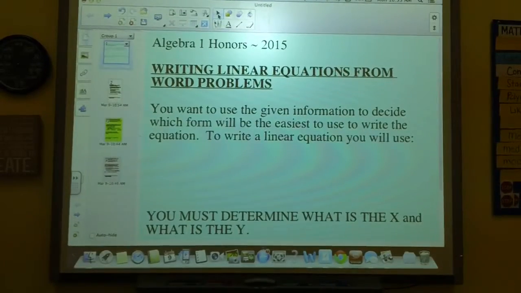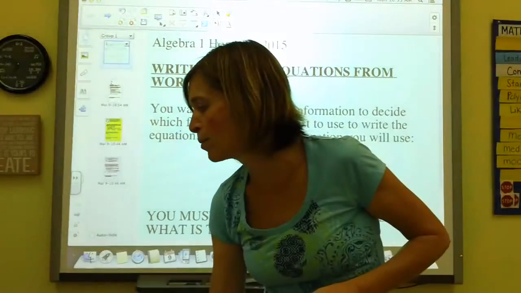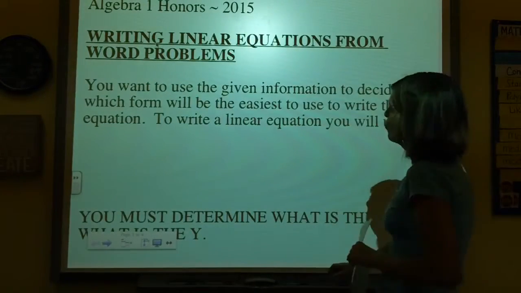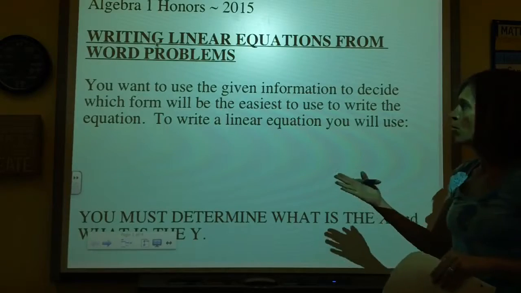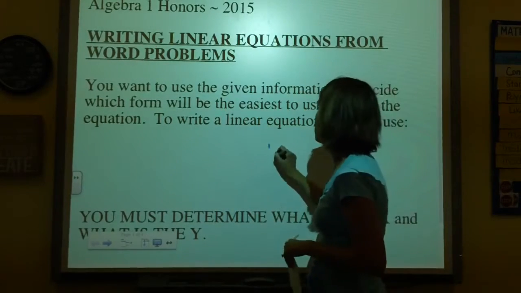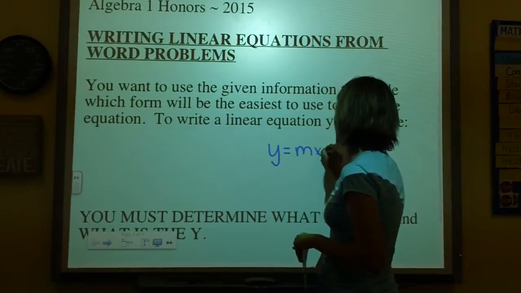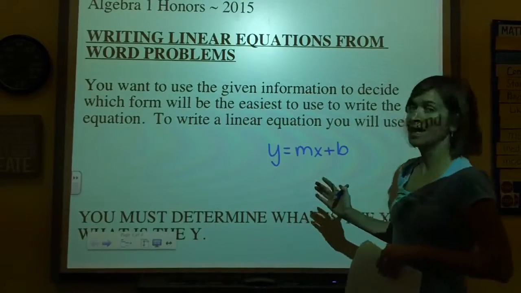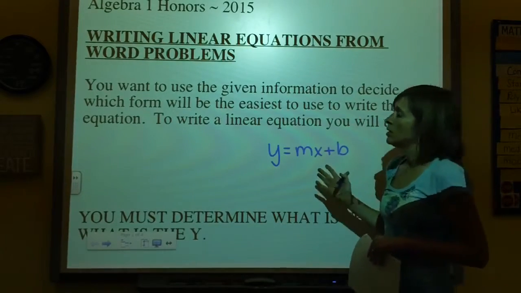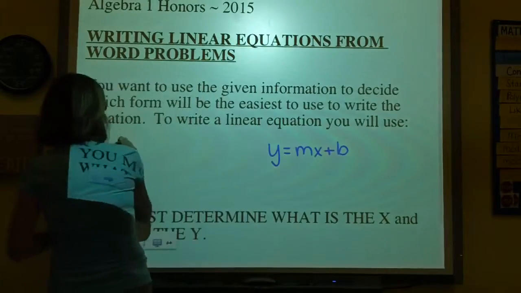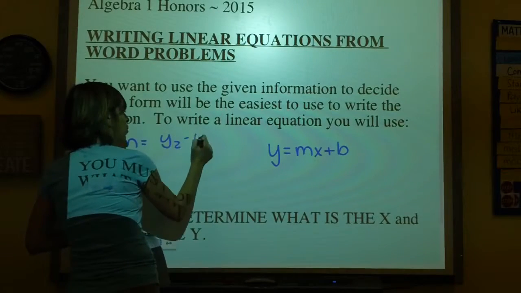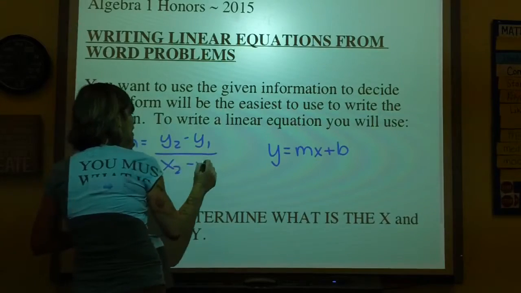Okay, so today we're going to be writing equations from word problems, and as I said in class, it's a supplement to your textbook. But right now what I want us to understand is that when we're writing linear equations from word problems, we're going to be writing linear equations in the form y equals mx plus b. We're remembering that m is our slope, b is our y-intercept. So that means that we might need to remember our slope formula. M equals y2 minus y1 all over x2 minus x1.